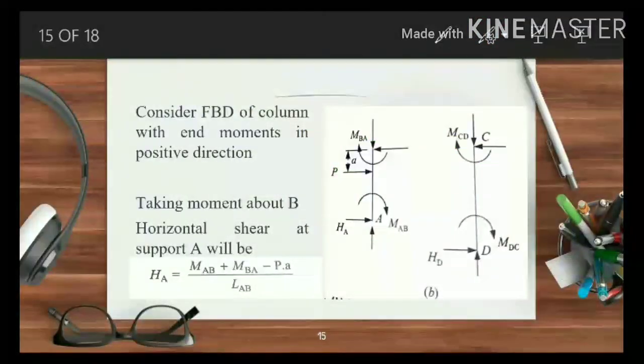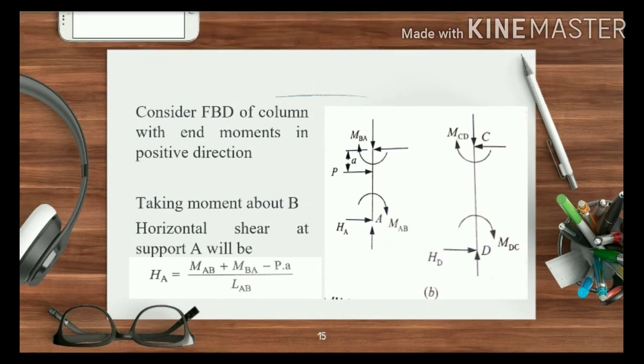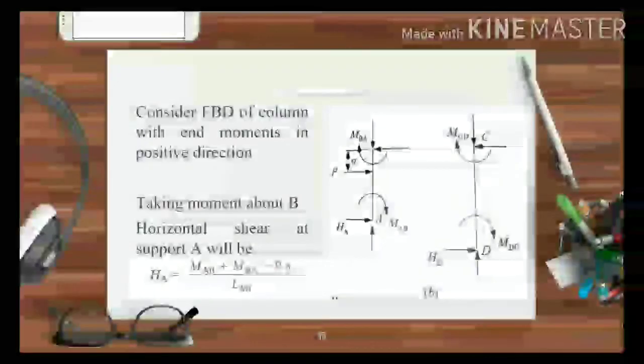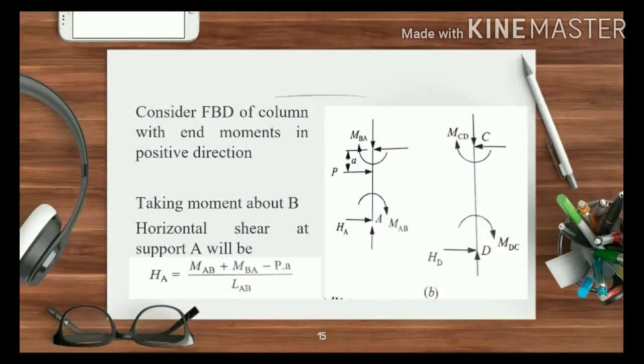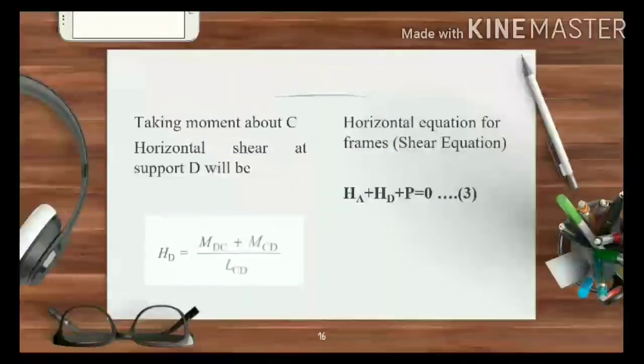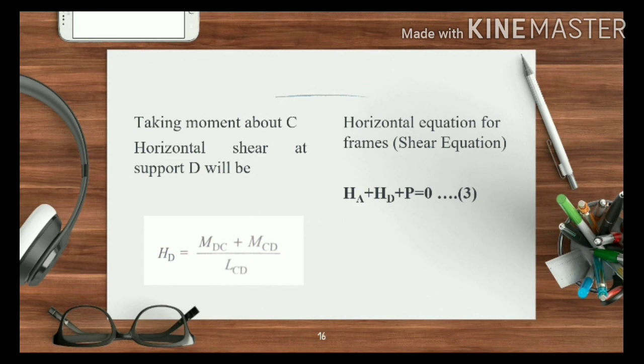Then consider the horizontal equilibrium of these columns. Horizontal equilibrium means sigma horizontal force is equal to 0. Here HA is a horizontal force, P is a horizontal force, and similarly along the member CD, HD is a horizontal force. So consider both members AB and CD and apply sigma horizontal force equal to 0, which means HA plus HD plus P equal to 0. This equation is known as the shear equation, the horizontal equation for frames. This will be our third equation, sigma H equal to 0.